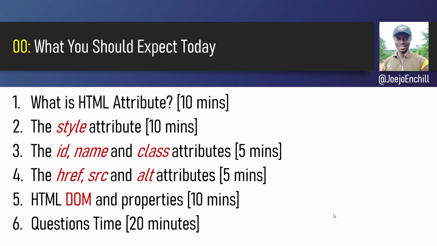Alright, in today's lesson, we are looking at what is an HTML attribute. And then we will take the style attribute and look into it. We will then move on to look at the ID, name, and class attributes as well. And then we will also look at the href, src, and alt attributes. And finally, we will look at the HTML DOM and property. As usual, we will have some time for questions and other comments. If you are ready, let's begin our lesson today.